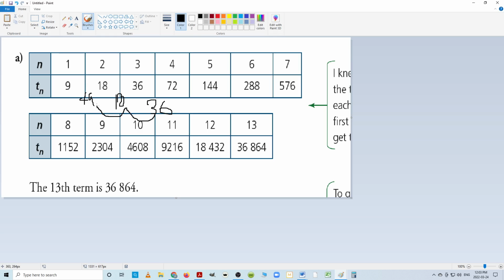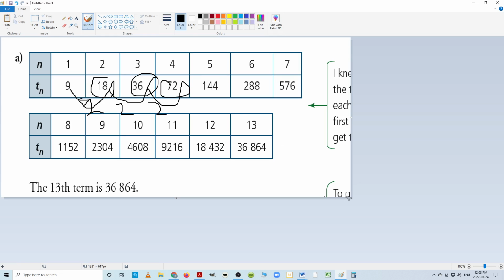I can see these are each going up by 2 multipliers. I immediately know that's not an arithmetic sequence. So now I take one term and divide it by the term before. 18 divided by 9, 2. 36 divided by 18, 2. 72 divided by 36, 2.